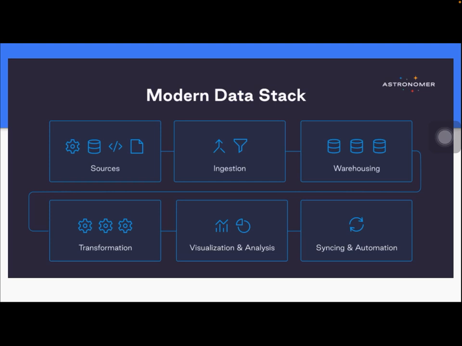So this is the diagram of the modern data stack. The first is a source, and then we ingest the source into one place. This is called the ingestion process. After we ingest the data, we ELT it into the data warehouse. After that we transform, then visualization, and the last is syncing and automation.